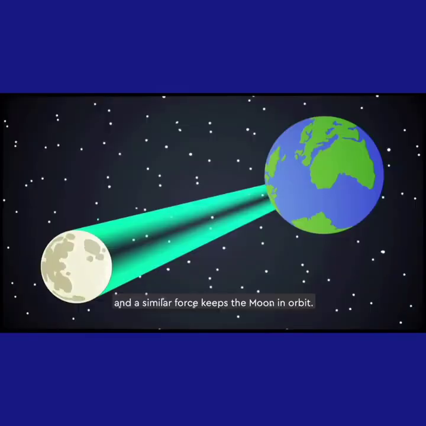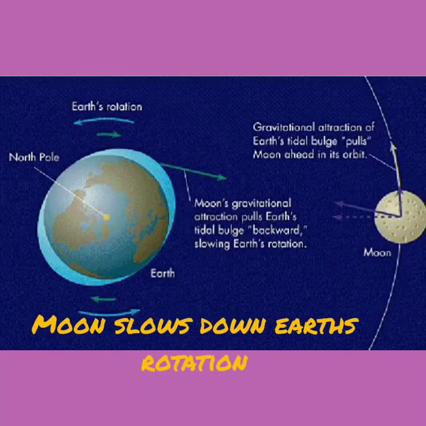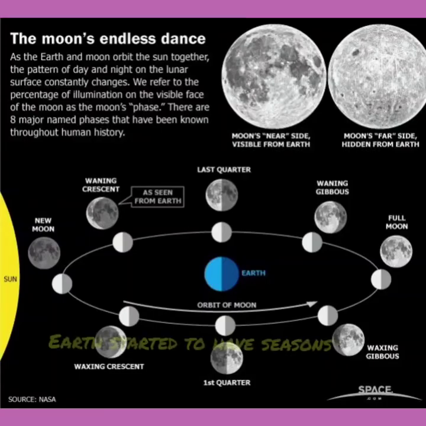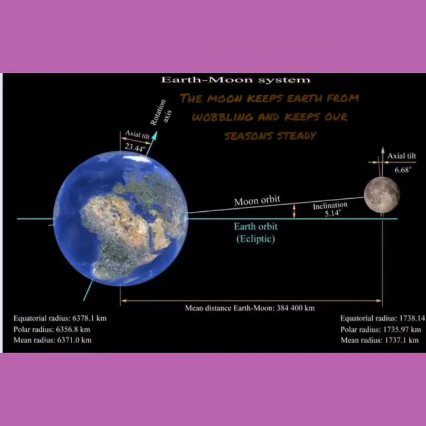The formation of the Moon had a profound effect on Earth's climate. It slowed down its rotation and tilted Earth on its axis. Earth started to have seasons. The Moon stabilized Earth from wobbling. A balanced climate developed on Earth.